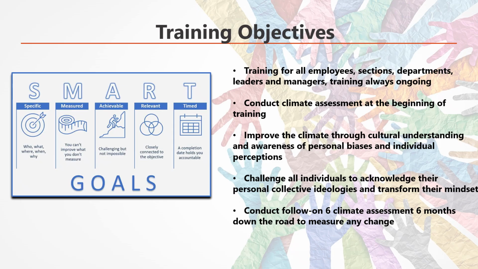Is it challenging? Improve the climate through cultural understanding and awareness of personal biases and individual perceptions. Of course it's going to be challenging. Some people aren't susceptible to change. What is the objective? Challenge all individuals to acknowledge their personal collective ideologies and try to transform their mindset. Grow, change. And in the end, you want to conduct a follow-on climate assessment six months down the road to measure any change or to see if your program was a success.